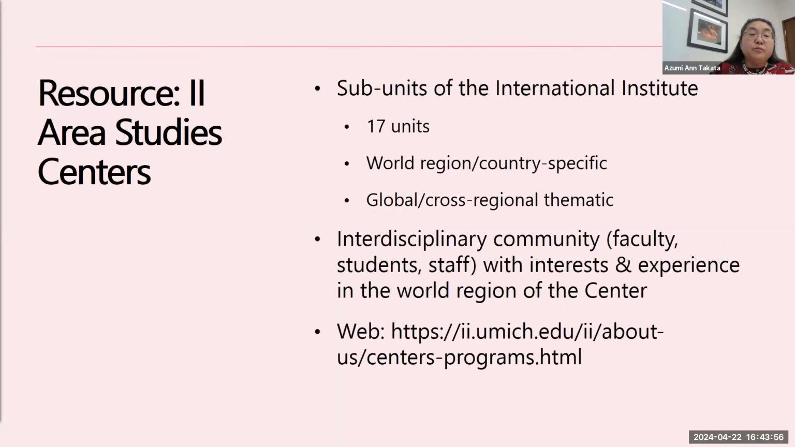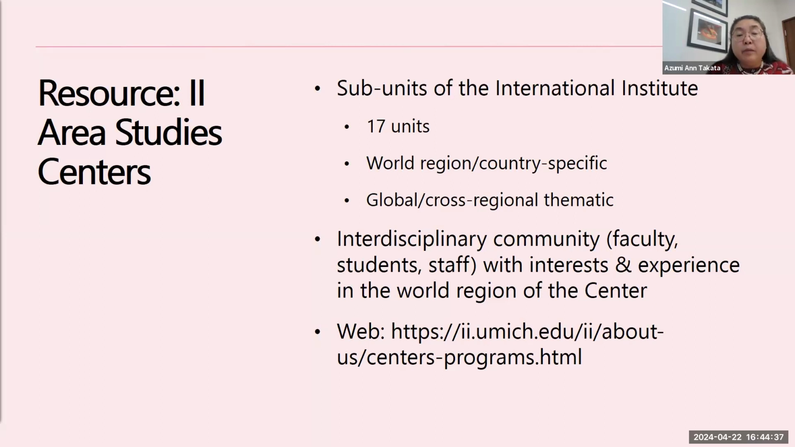All right. In terms of resources that are available to get you started, in addition to professors and graduate students and those people that you know, one other place that you might want to look into is the area studies centers at the International Institute. These are subunits of the International Institute. We have 17 of them within the II. The vast majority of them are world region or country specific, organized by different parts of the world. So we have the Center for Latin American and Caribbean Studies, Center for Japanese Studies, so world region and country specific.